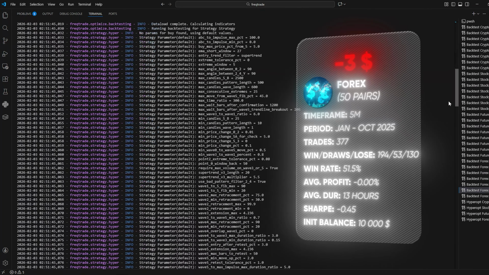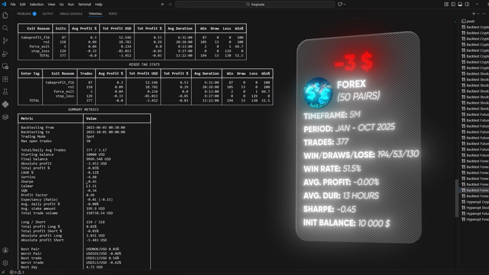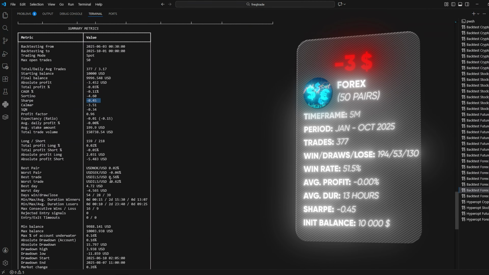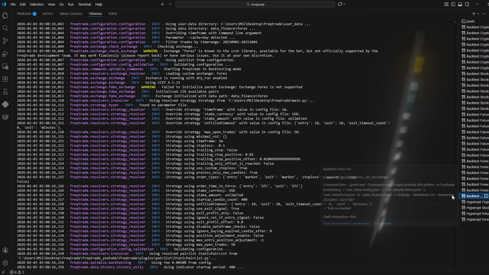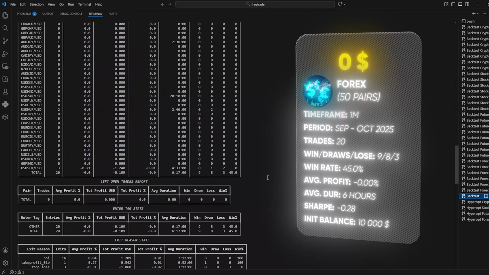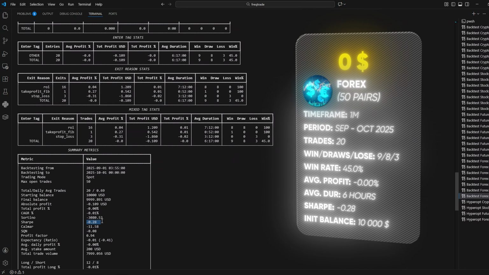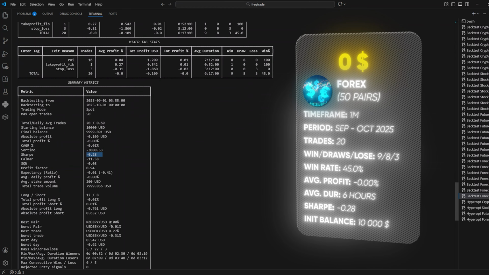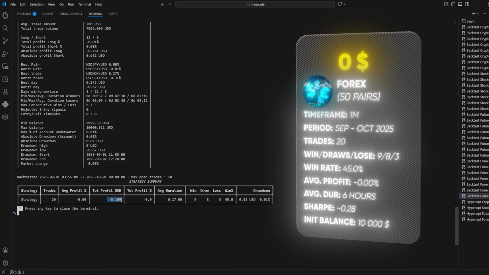5 minutes. Sharpe is negative this time, minus 0.45, and we lost just $3. And finally, let's check 1 minute time frame. And here, Sharpe is negative, minus 0.28, and we've lost $0.1.